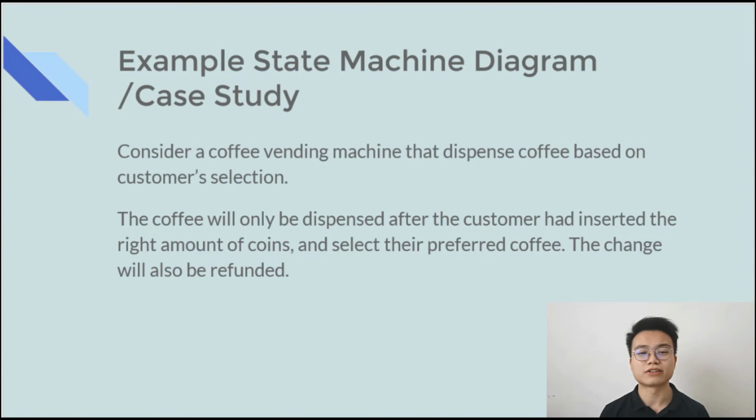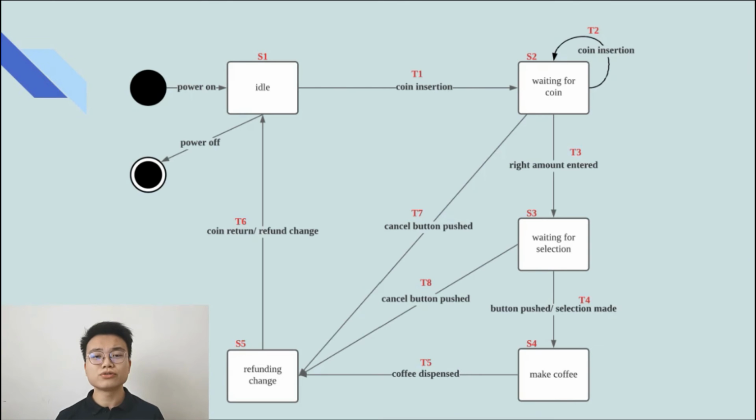Okay, so now I will be explaining an example of the state machine diagram. For our case study, consider a vending machine that can be found almost everywhere around Malaysia, such as in hotels, in shopping complexes, and also in restaurants. This vending machine is a coffee vending machine that will dispense coffee based on customer selection. The coffee will only be dispensed after the customer has inserted the right amount of coins and also selected their preferred coffee. After the coffee has been dispensed, the vending machine will then refund the change to the customers. So, how do we draw and construct the state machine diagram?